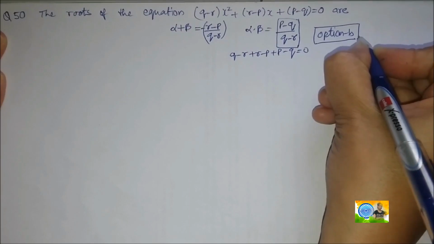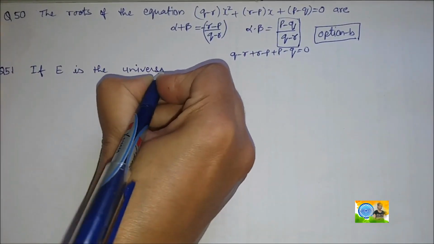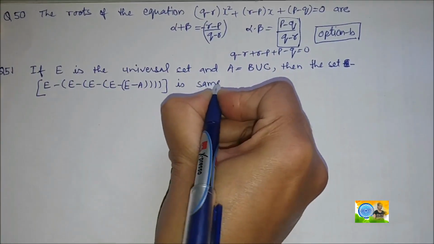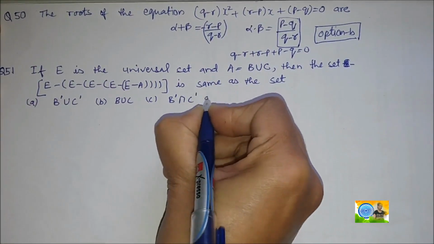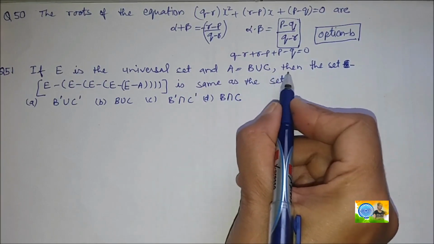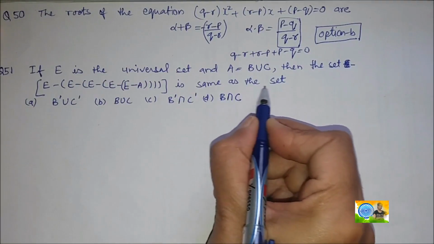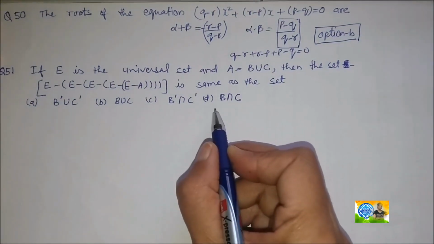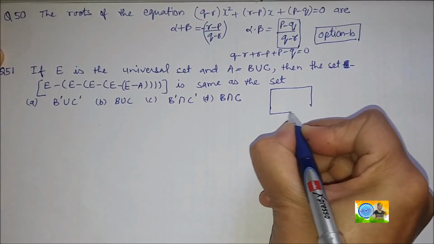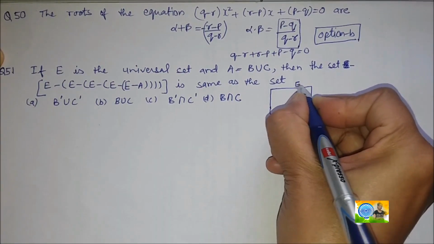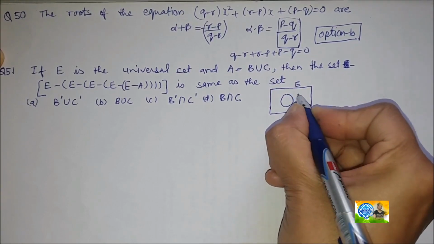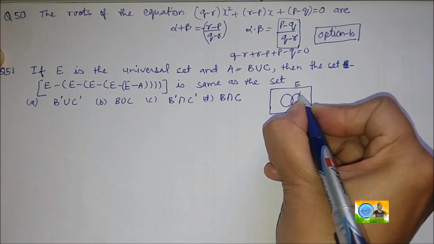Let us now see question number 51. If E is the universal set and A equals B union C, then this set is the same as the set in the options. These are the options, so let us see. Let us understand it by using a Venn diagram. Suppose this is a universal set. This is set E, and in this we have a set A, that is B union C. Suppose this is B union C. So this complete region is the set A.